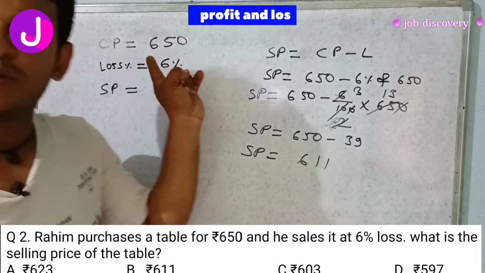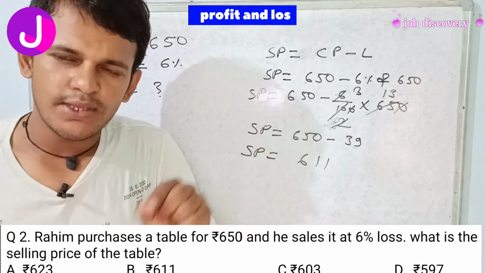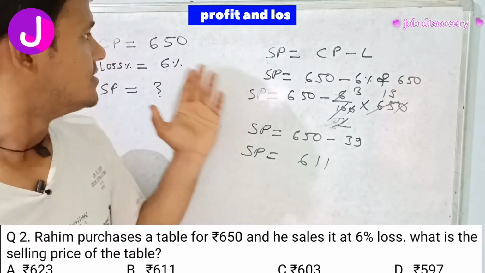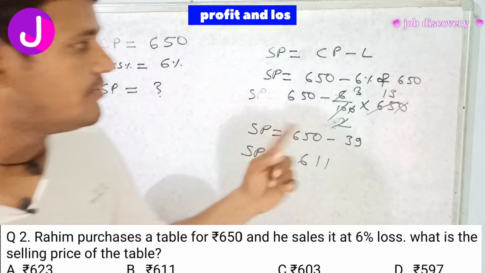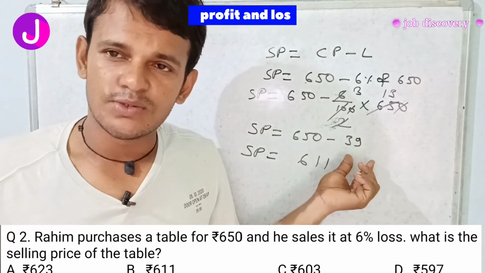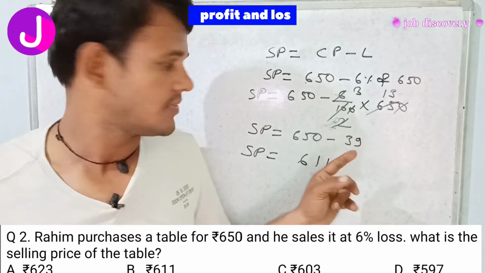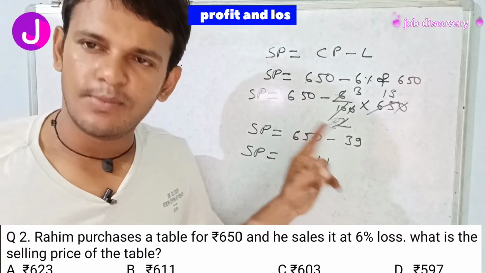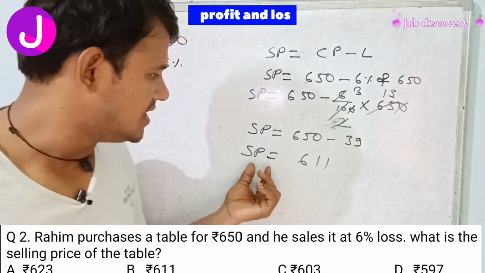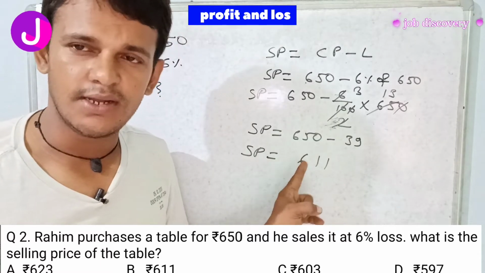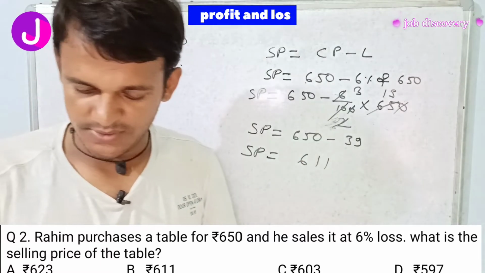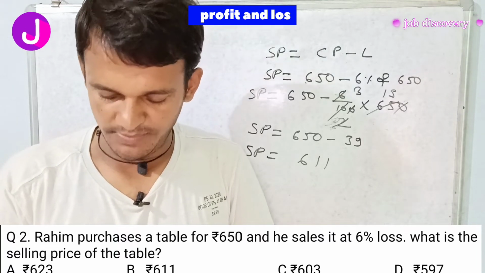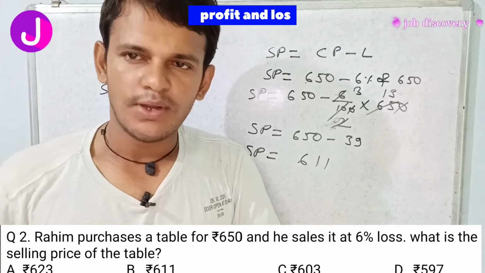Cost price is 650. Loss is 6%. So what is 6% of 650? 6% of 650 will be 39. So 39 is the loss. So selling price will be cost price minus loss. So selling price is equal to 611. Which option is the correct answer? Option B is the correct answer. Move to the next question.